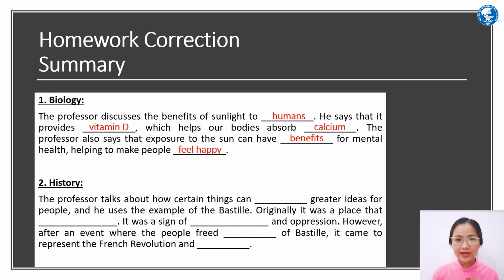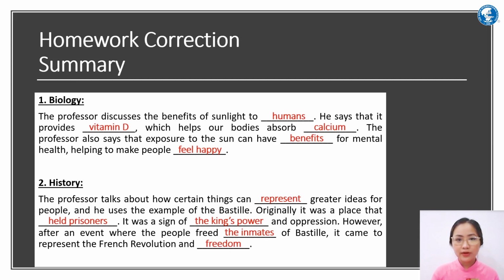Now let's move on to the next topic, history. The professor talks about how certain things can represent. The next one is held prisoners. It was a sign of the king's power. The fourth one is the inmates. And the last one must be freedom.